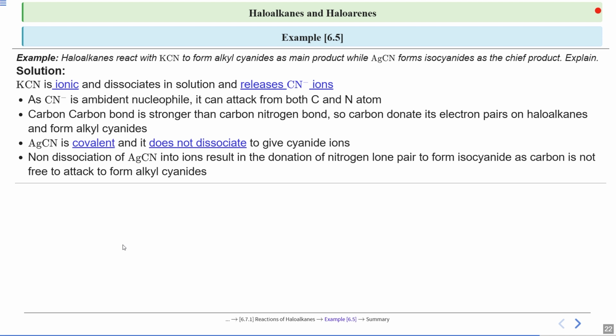This is the main reason why, when you react haloalkanes with potassium cyanide, you get alkyl cyanide as your major product after carbon-carbon bond formation. But when you use silver cyanide in place of potassium cyanide, you get isocyanides as your major product.